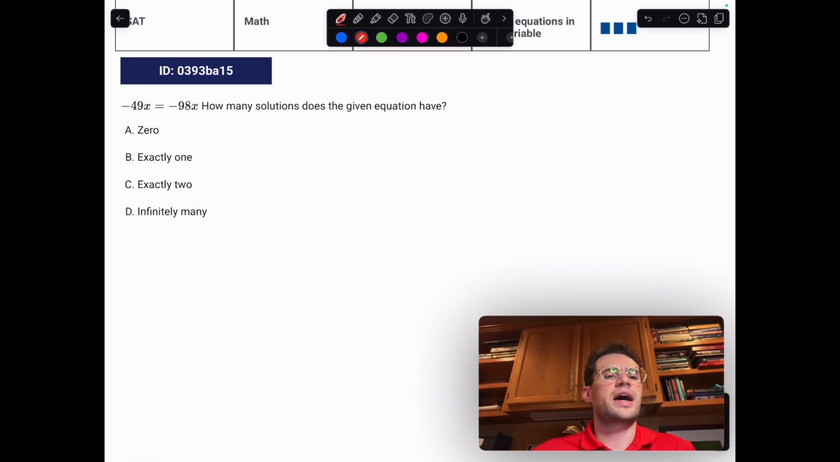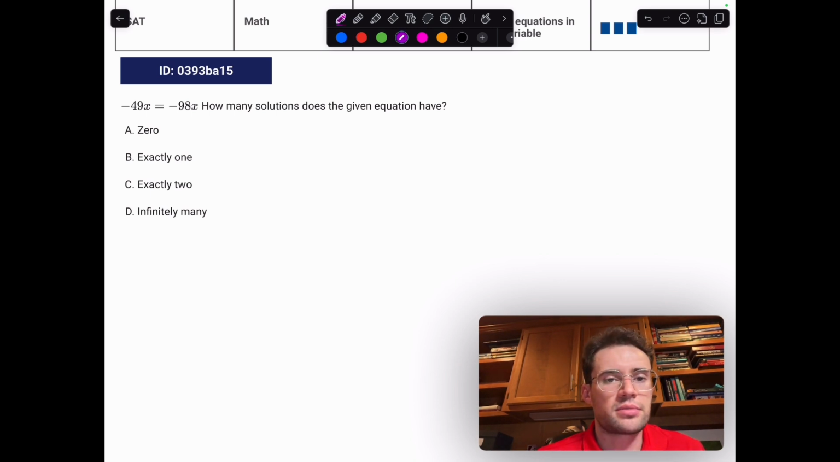Here we have -49x equals -98x. How many solutions does the given equation have? I think it's going to be 1. It's like they essentially have 2 different slopes, and that one answer will be 0.